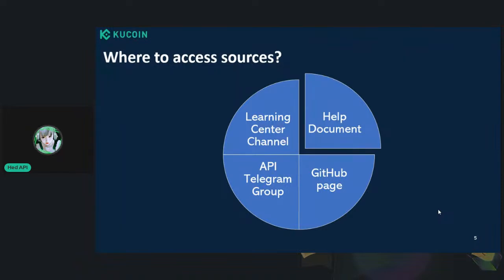Third one is, of course, the API Telegram group. You can always get access there. I'm there to answer your questions, and there are also some other people, nice volunteers, that help us improve our support and answering questions there. And the last source that you can always access and refer to is our Learning Center channel, where we also organize our AMAs, and you have attended some of them, I guess, in the past.